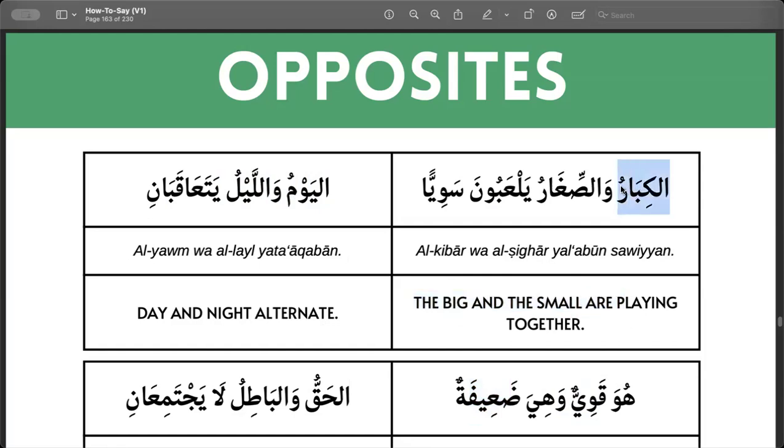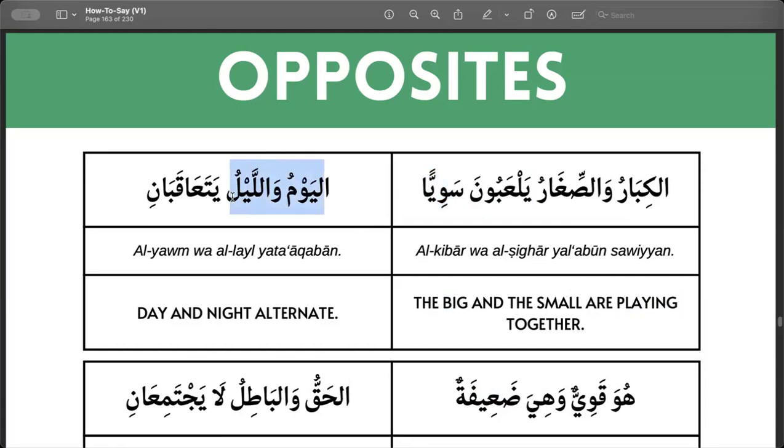الكبار والصغار يلعبون سويا. The big and small, referring to people, are playing together. سويا means together. You can also say معا. معا means together as well. So الكبار والصغار يلعبون سويا.